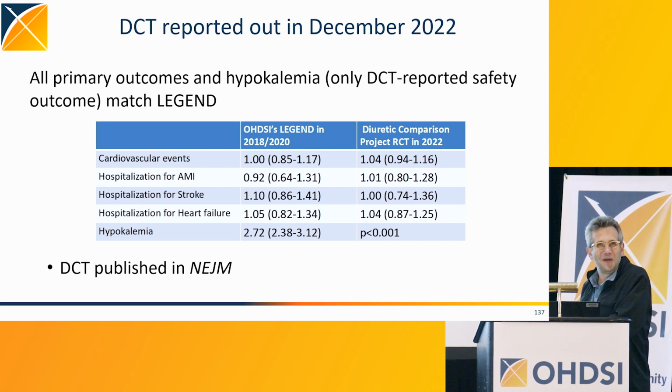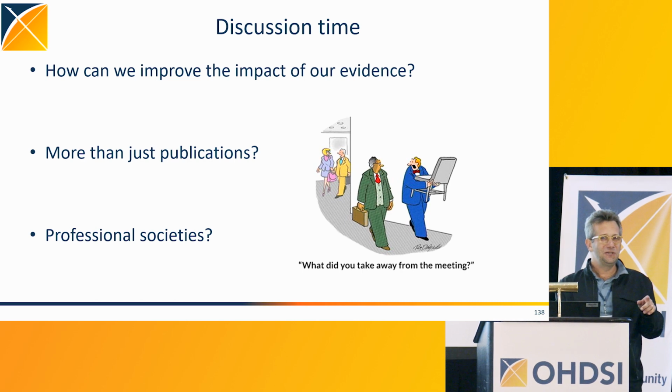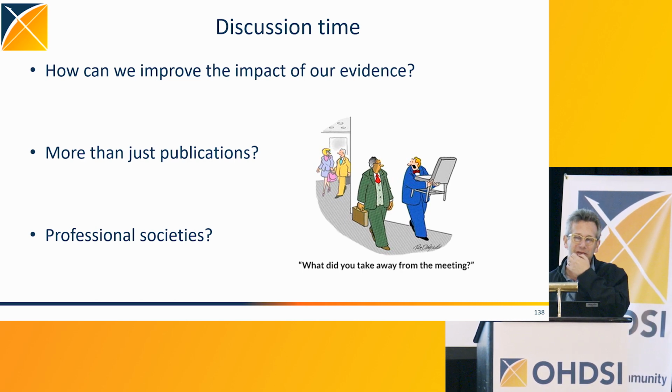Totally spaced on that point. How can we increase our impact of the reliable evidence that we are generating? So I have 2 minutes for that discussion. I only have 1 minute for that discussion, but it was going to be a discussion time. How can we improve that impact, right? It's not just publications. What's going to help?